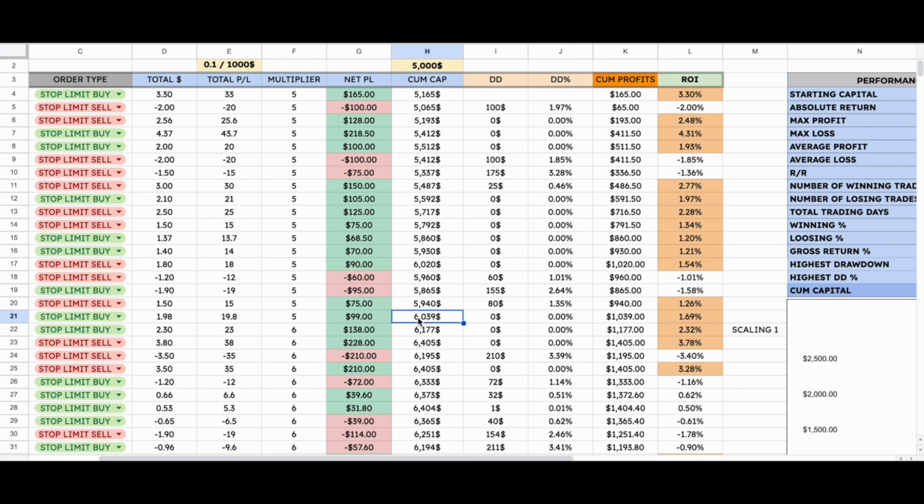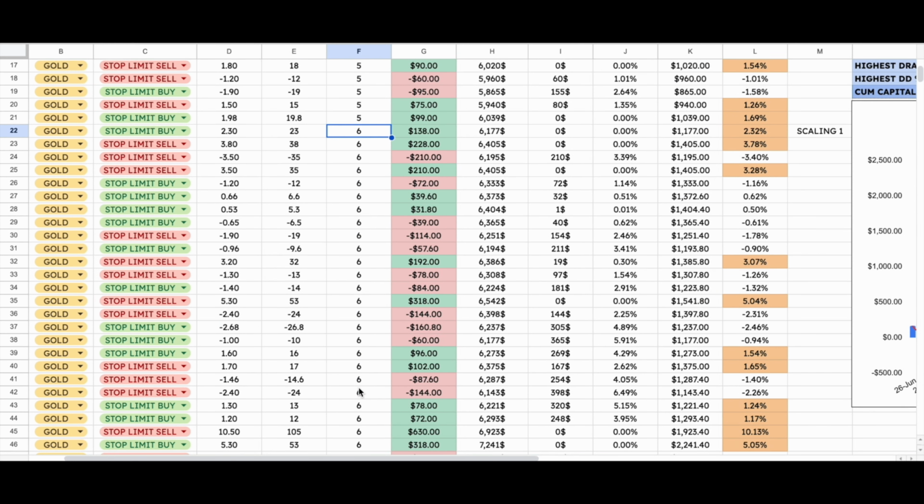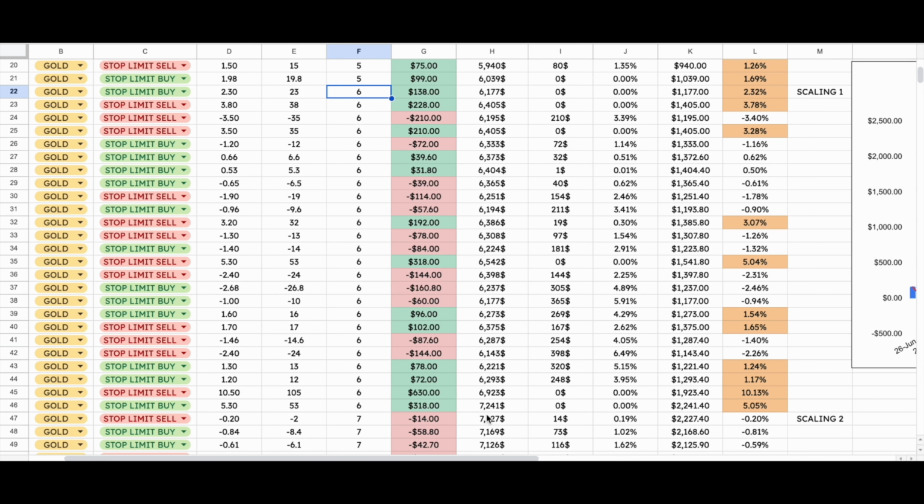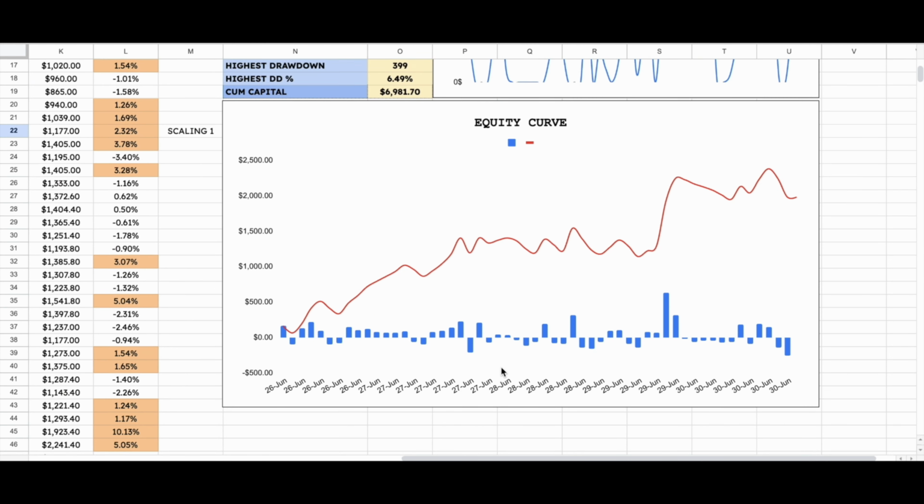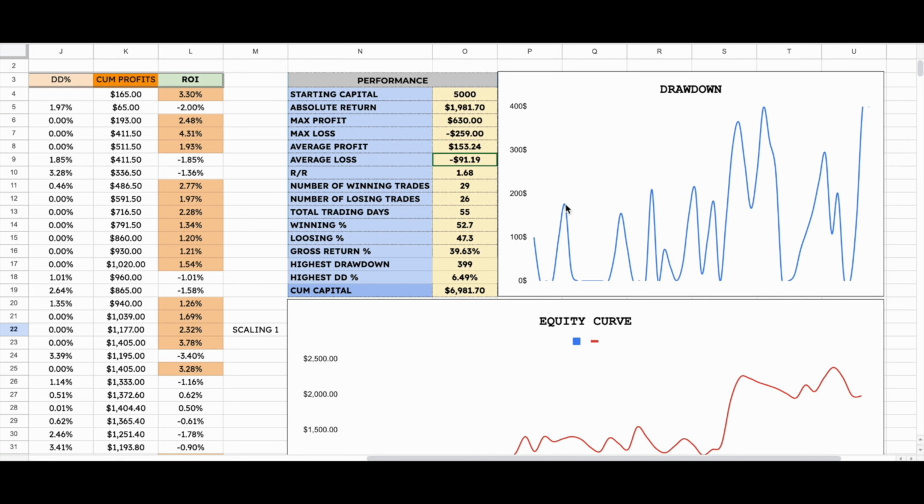So here we have reached $6,000 in cumulative capital. So I have increased 1 lot from the next trade. So we had two scaling opportunities, one over here and one when it reached $7,000. I have increased the lot size to 0.7. And let's see the equity curve, which has been trending higher and higher. And this is the drawdown. Portfolio is in drawdown. It has quickly retraced to a new equity curve high, which shows a quick recovery of drawdowns.